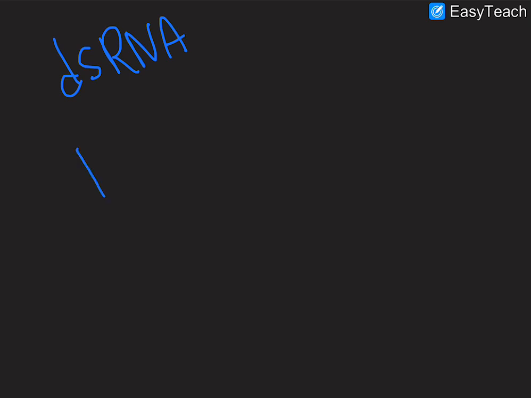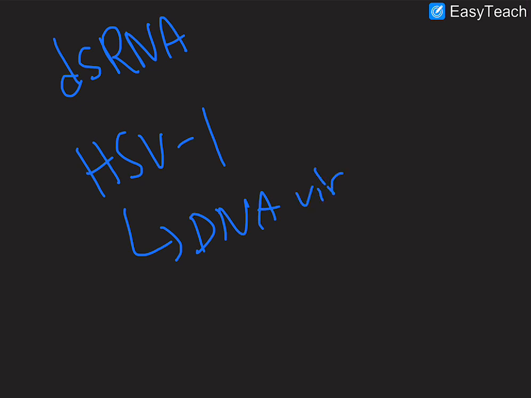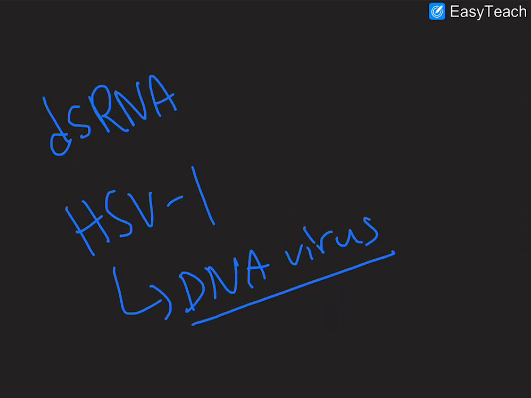But HSV1, the herpes simplex virus 1, is a DNA virus. So then we have to see, okay, how does a DNA virus stimulate Toll-like receptor 3 if Toll-like receptor 3 molecules respond to double-stranded RNA, not DNA?